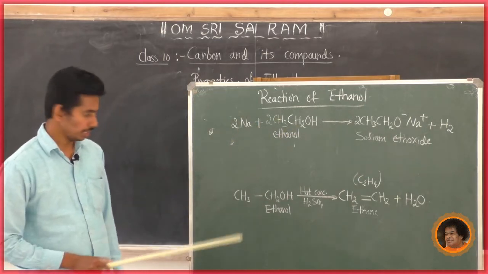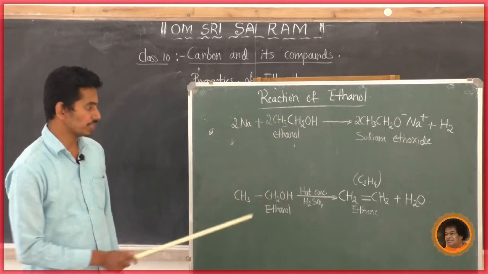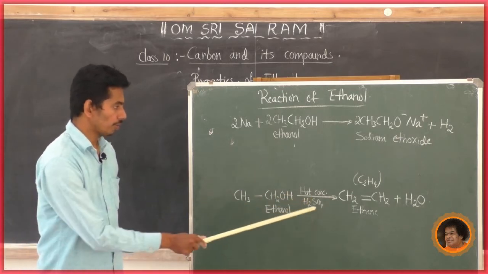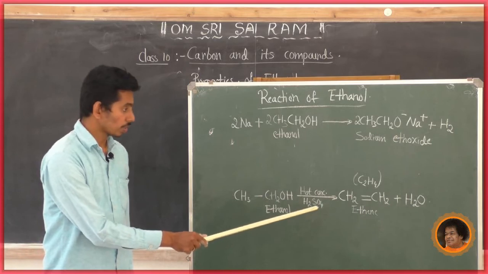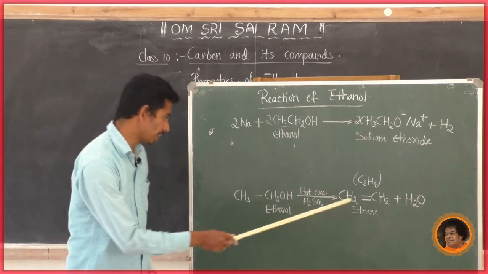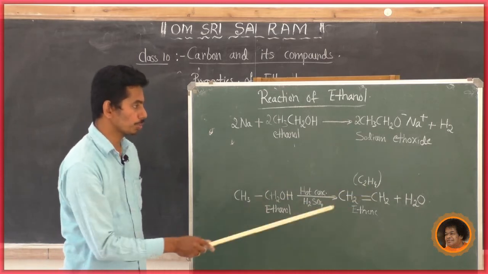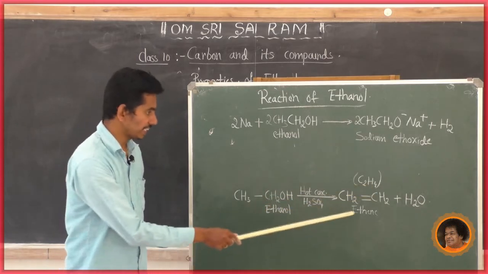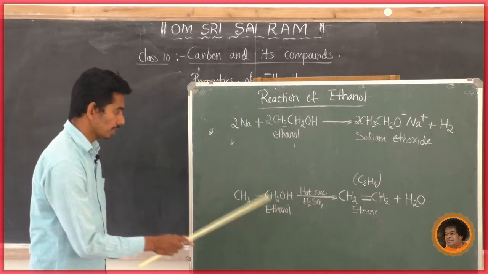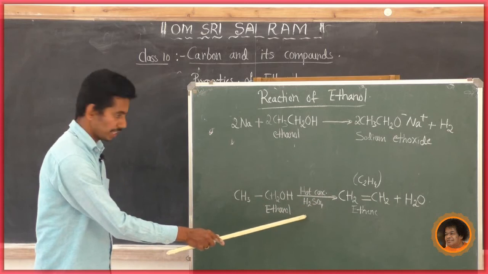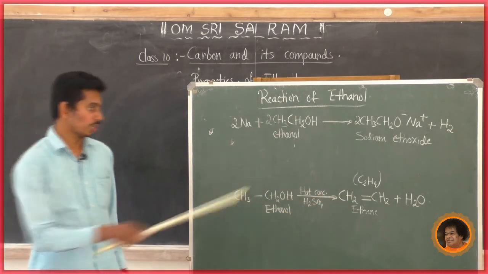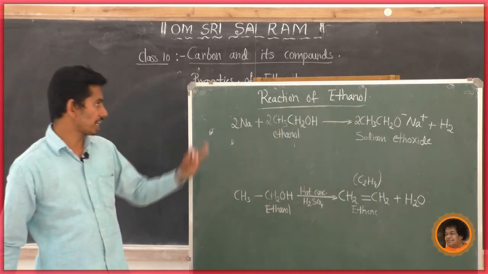The second one: CH3CH2OH is ethanol. If we heat ethanol with concentrated sulfuric acid, H2SO4, it forms C2H4, which is ethene, plus water. So ethanol reacts with sulfuric acid and forms ethene, and also produces water. This is the reaction of ethanol.